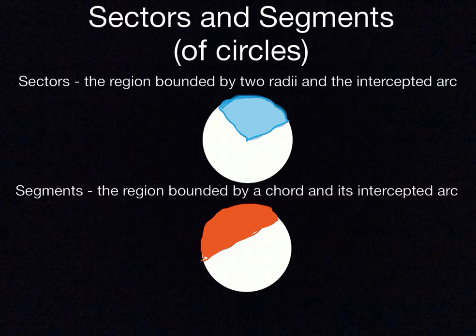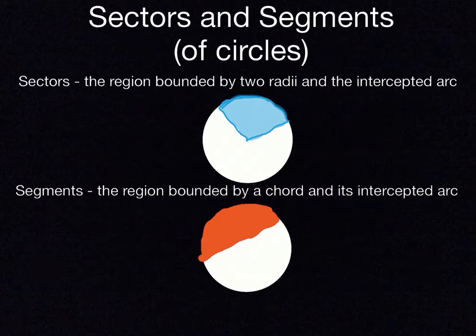Sectors are bounded by the two radii and its intercepted arc, while a segment is bounded by a chord and its intercepted arc. So by definition, a semicircle is a segment of a circle, because a semicircle is half of a circle, which is cut by a diameter. A diameter is a special type of chord, so a semicircle would be a segment of a circle.